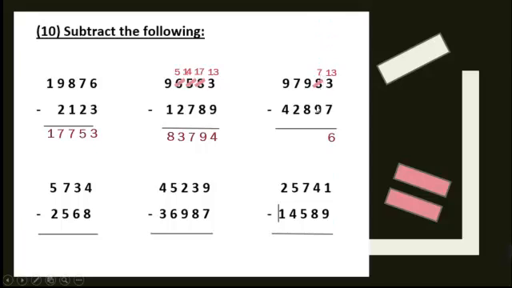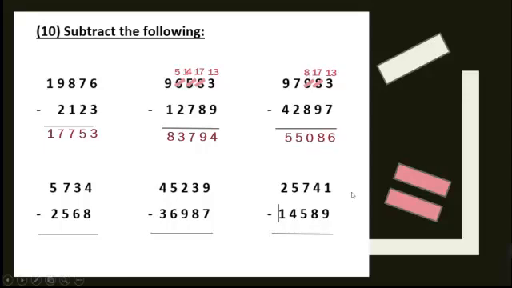Now 7 minus 9 can't be, so I'm going to borrow. 9 will be 8 and 7 will be 17. 17 minus 9 equal 8. Now 8 minus 8, any number minus itself, give me 0. 7 minus 2 equal 5. I don't have to borrow here. And 9 minus 4 equal 5. Don't forget to cross the numbers that I borrowed from and write the number directly.